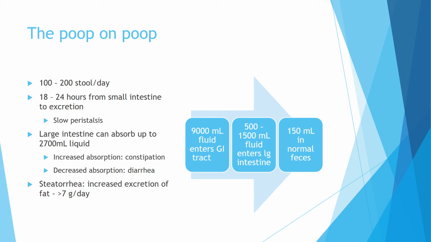One of the things that we also have to be on the lookout for with stool specimens that we get is the condition called steatorrhea. In steatorrhea, the percentage of fat in the stool has been increased. Normally you should have less than 7 grams in your stool per day, not per specimen, per day. So steatorrhea is averaged because again it's 18 to 24 hours.